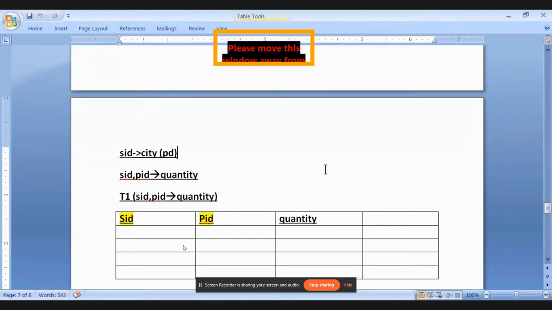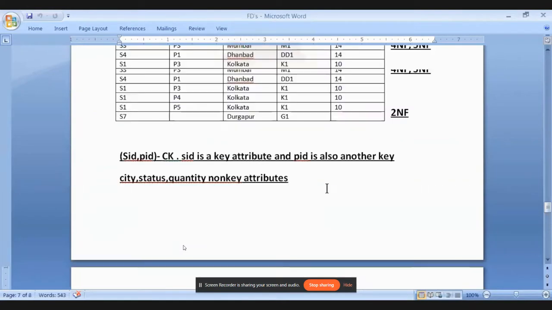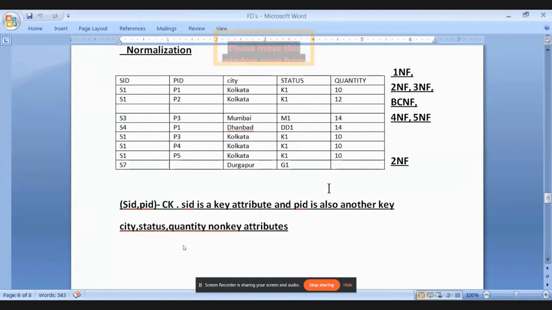Now, who was responding? Who can tell me what is the definition of 2NF? What does 2NF say? There should not exist any partial functional dependence. So this is the definition. If anybody asks you what is the definition of 2NF, you will say a complete definition. What is the complete definition?